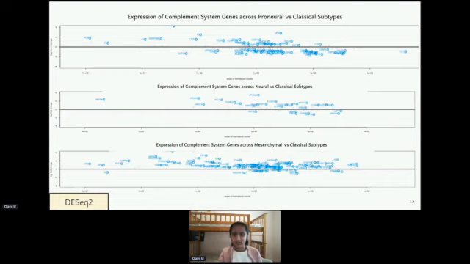On this slide, the transcriptional subtypes were compared with complement system gene expression for the classical subtype, as the classical subtype is the most similar in presentation to normal gliomas. There were 67 genes differentially expressed across the proneural and classical subtypes, 27 genes differentially expressed across the neural versus classical subtypes, and 107 genes differentially expressed across the mesenchymal subtype.